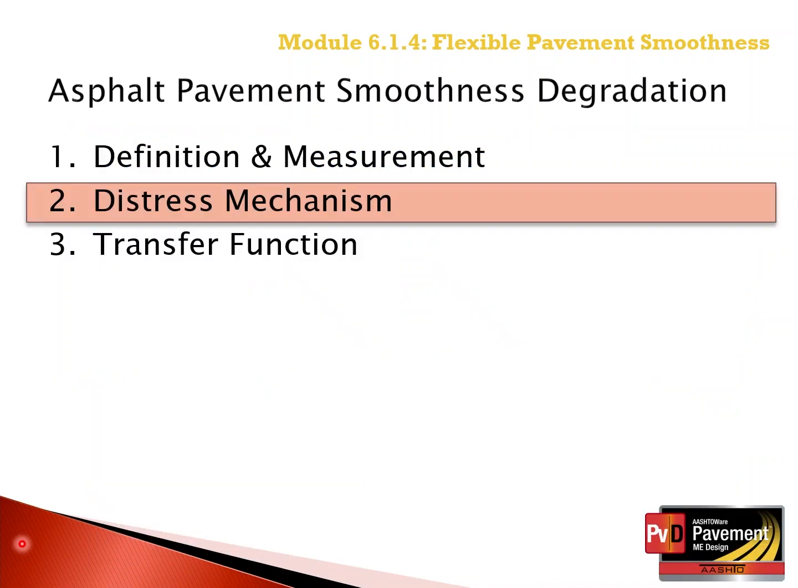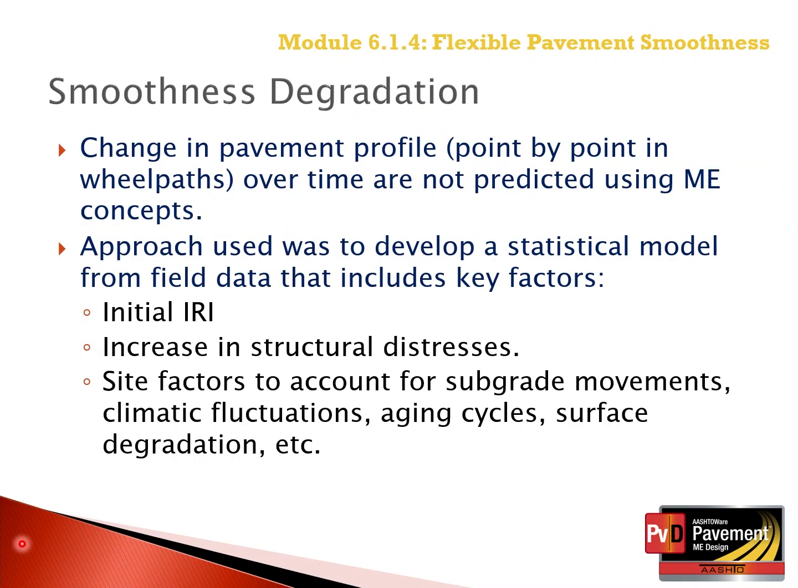The next session is to overview the distress mechanism or design premise used to determine the deterioration or degradation of smoothness after initial construction. Smoothness degradation, or the increase in variability in the pavement profile point by point in the wheel path over time, is not predicted using mechanistic empirical concepts in the Pavement ME design software.